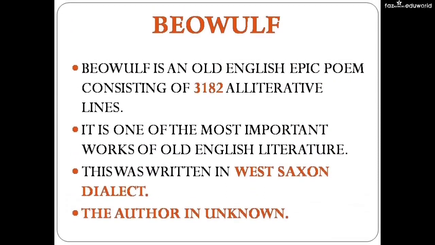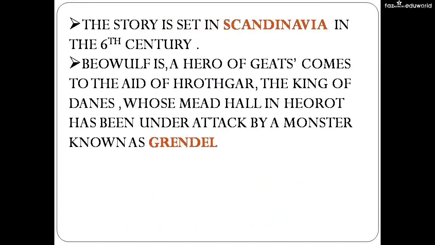So, Beowulf. Beowulf is an Old English epic poem consisting of 3,182 alliterative lines. It is one of the most important works of Old English literature. This was written in the West Saxon dialect, and the author of Beowulf is unknown. The story is set in Scandinavia in the 6th century.